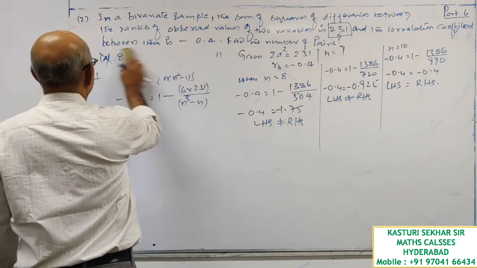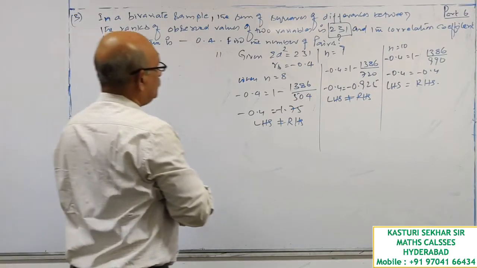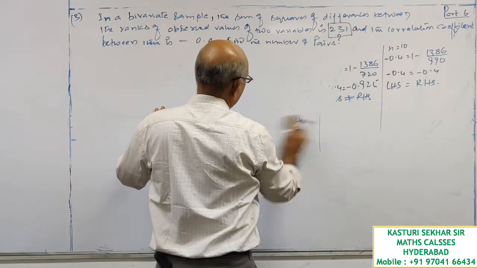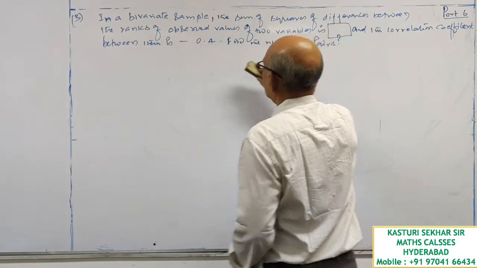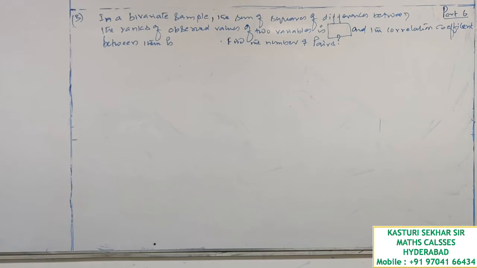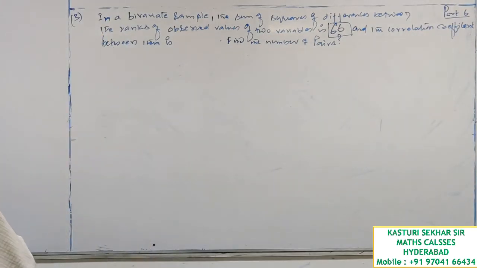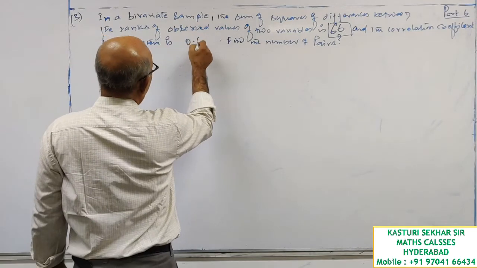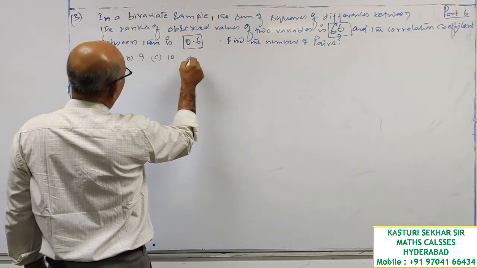Okay. Let's see one more question. This is 66 and it is 0.6. Options are C, option D.